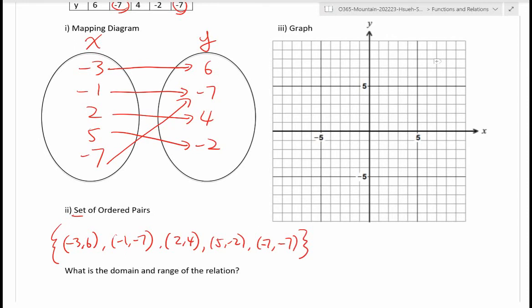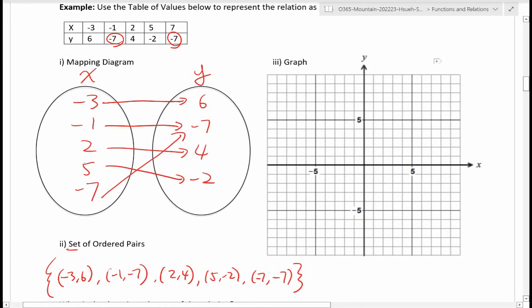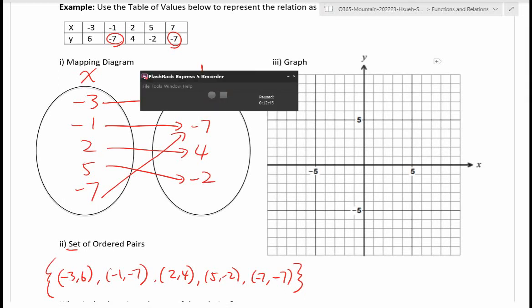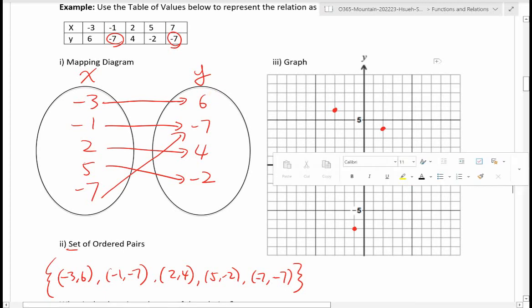Okay, if we want to graph it, you just need to plot the points. Okay, so we got -3 and 6. You know what, I'll let you do it. Okay, so hopefully you got this, -3 and 6, they'll be right here. -1, -7 is right here. 2 and 4 is this point right here. 5 and -2 is right here.